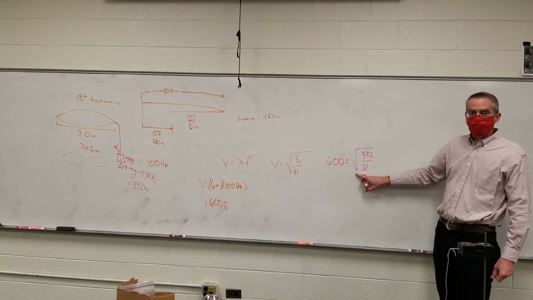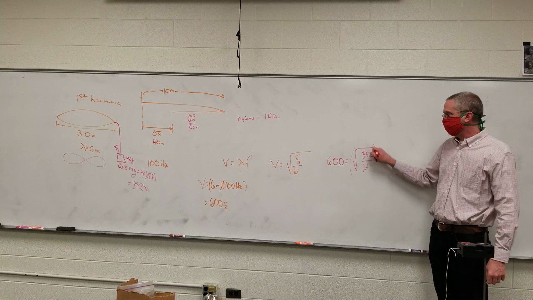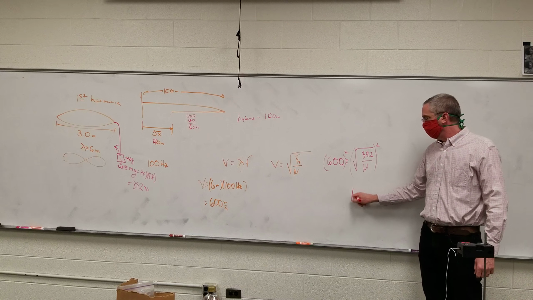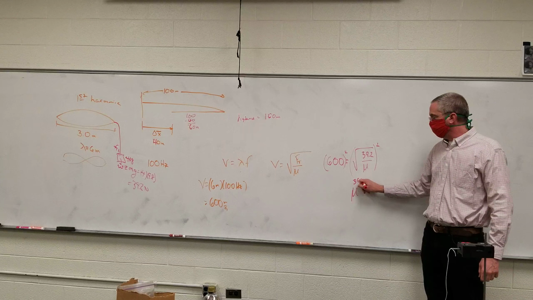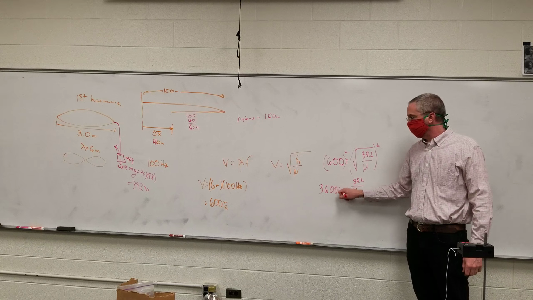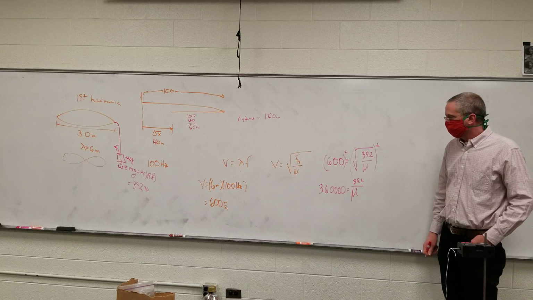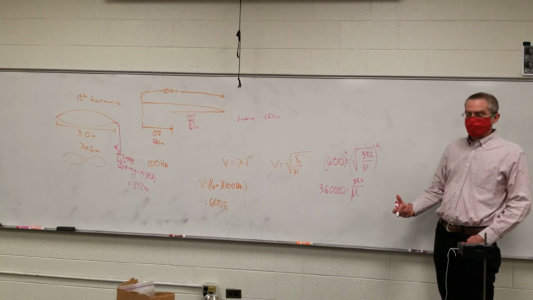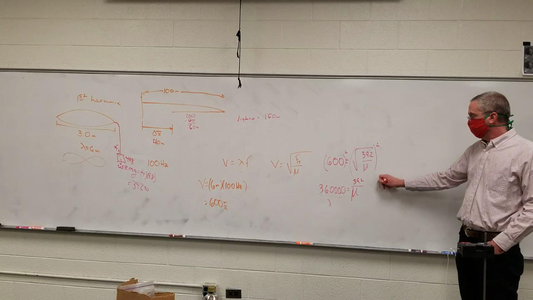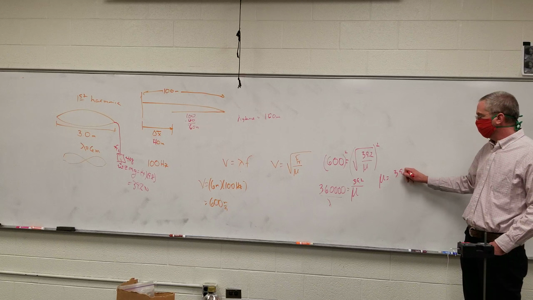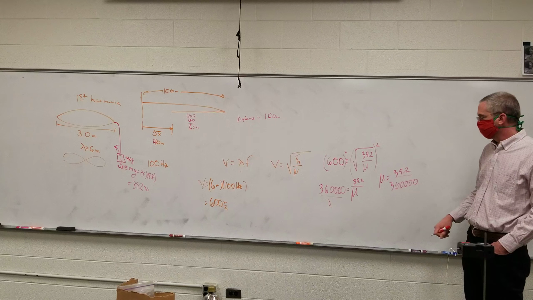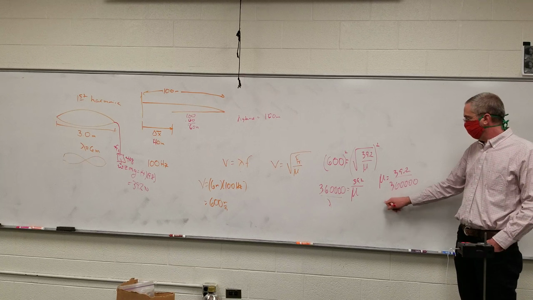So we got a square root here, let's get rid of the square root by doing the opposite, square both sides. So 39.2 over mu is 600 squared, which is 360,000. Now it's got two fractions equal to each other. Multiply the diagonal, divide by what's left over. So mu is 39.2 divided by 360,000, whatever that is.